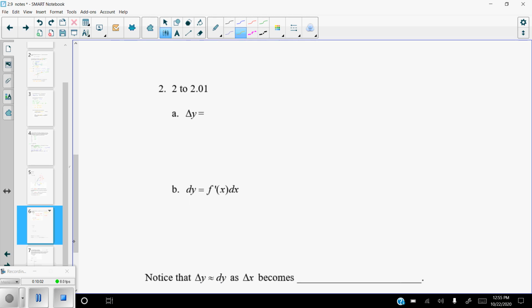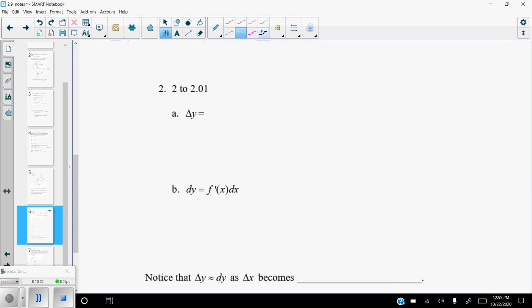Now we're going to make a change from 2 to 2.01. So what you should be able to see is that we're letting that second value get closer now to 2 than the first one was. The first one was from 2 to 2.05. This is from 2 to 2.01. We should expect our approximation to be better because it's moved closer to 2. Let's see if that works out.